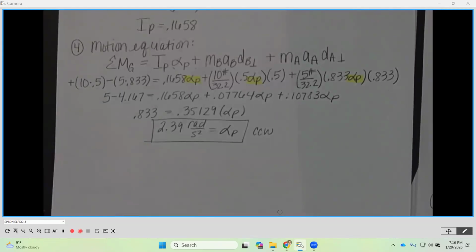Everybody, a chance to get caught up here. So this is our first final answer that they were asking for. One of the things that we wanted to find was the angular acceleration of that pulley. Now this is a positive value, so it's speeding up, which makes sense because that 10 is going down. It should be going faster and faster, right?